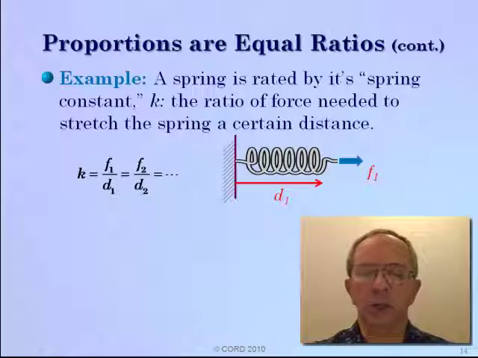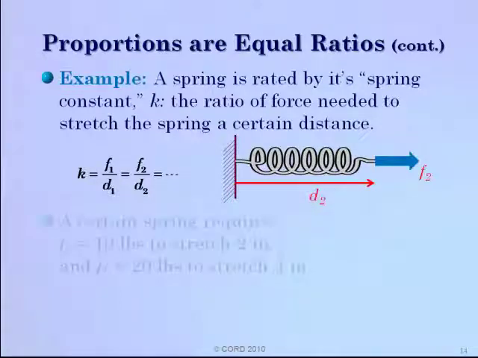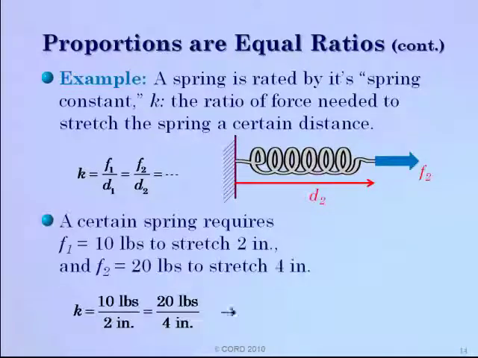So let's look at this spring a little more closely now. A certain spring requires a force F equals 10 pounds to stretch 2 inches and a force of 20 pounds to stretch 4 inches. So we can set up two different ratios, right? 10 pounds to 2 inches and 20 pounds to 4 inches. And I believe you can see that the value for both of those is 5 pounds per inch. There's a constant of proportionality present in this relationship.